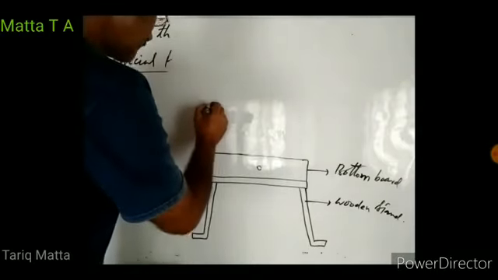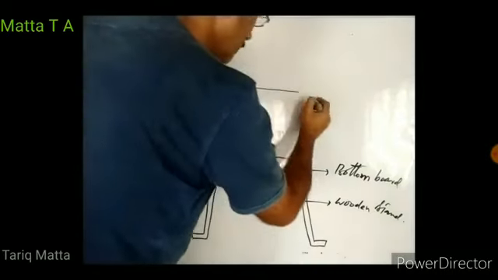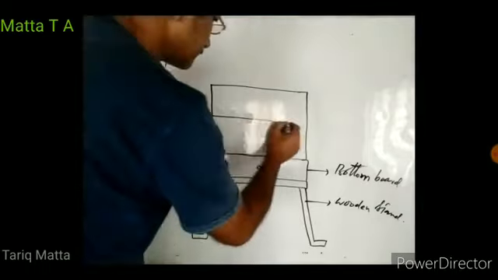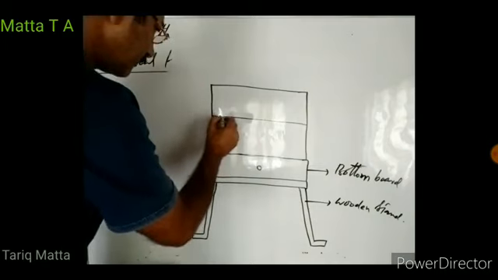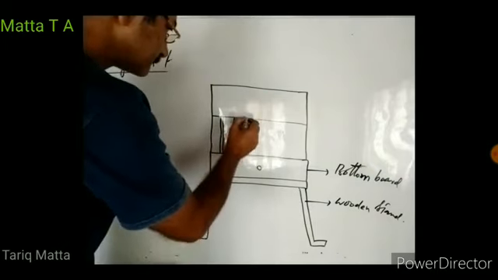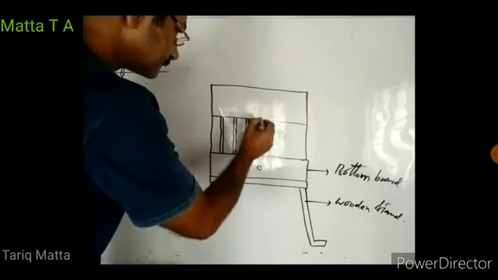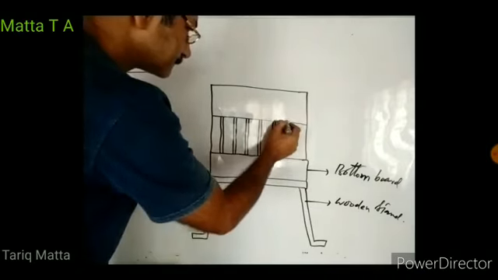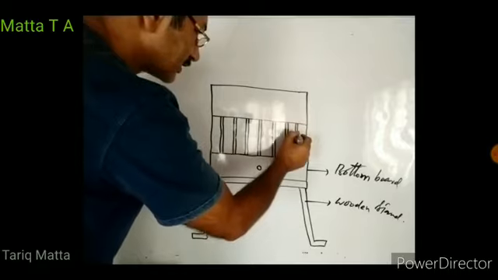Then over this, there is a wooden box. This wooden box has two chambers. It is divided into two sections, having many vertical frames in it. These are the vertical frames.